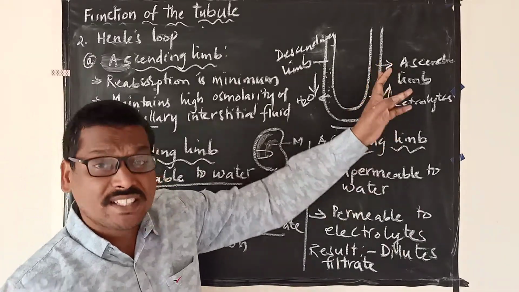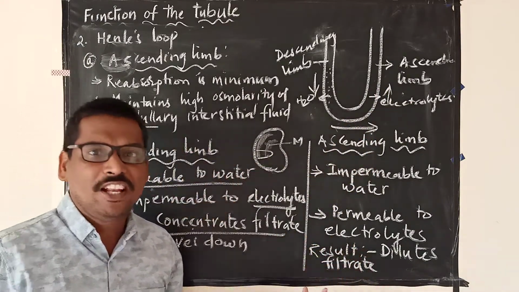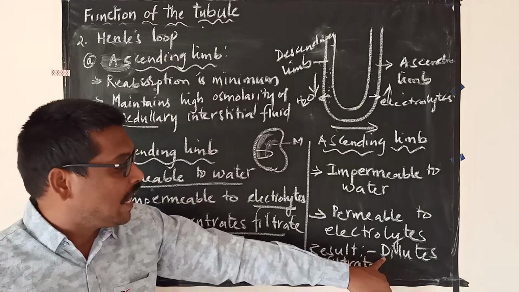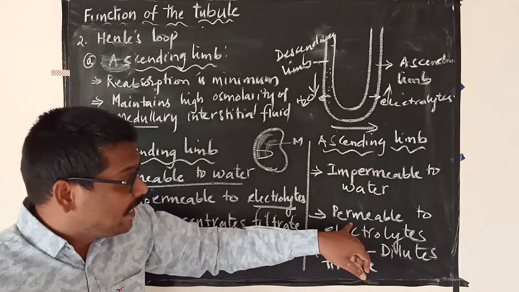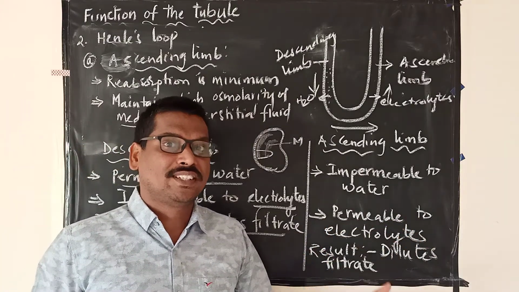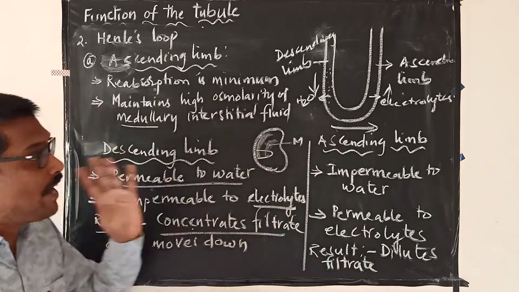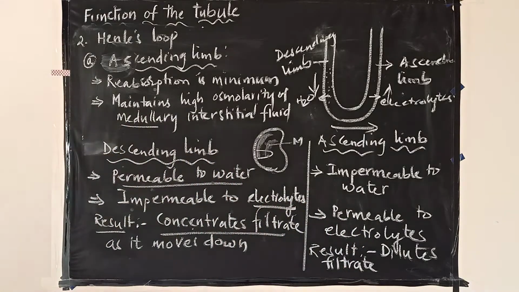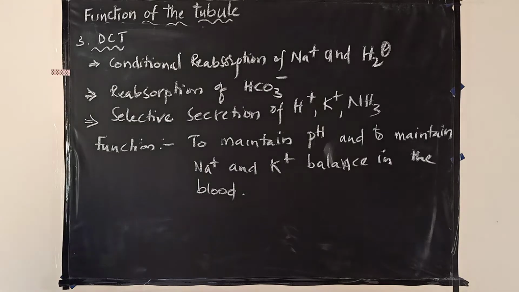So when the electrolytes are reabsorbed and water is more, the filtrate becomes dilute. So it dilutes the filtrate, okay? And we have to remember, it is permeable to electrolytes. It allows the electrolytes to move either by active transport or passive transport. So these are the points we have to remember when we talk about the Henle's loop.